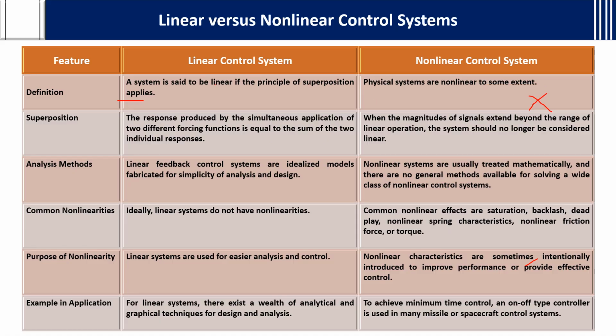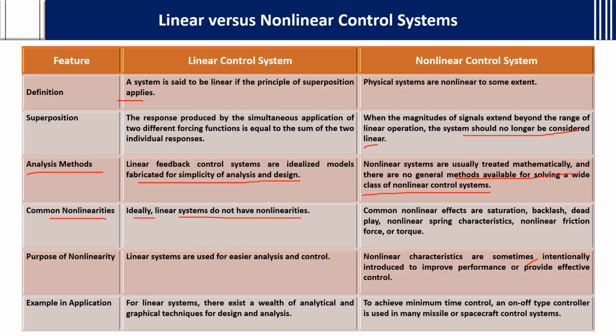Whereas in a non-linear control system, when the magnitude of signals extends beyond the range of linear operation, the system should no longer be considered linear. Then analysis methods. Linear feedback control systems are idealized models fabricated for simplicity of analysis and design. Non-linear systems are usually treated mathematically, and there are no general methods available for solving a wide class of non-linear control systems. Common non-linearities: ideally, linear systems do not have any non-linearities.